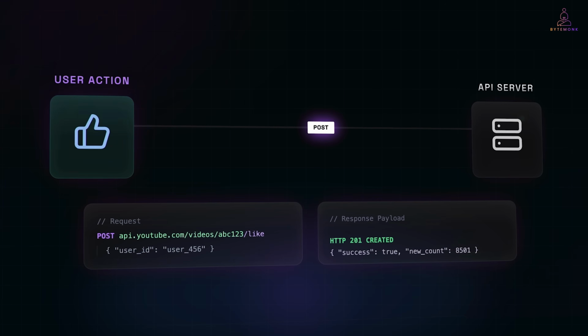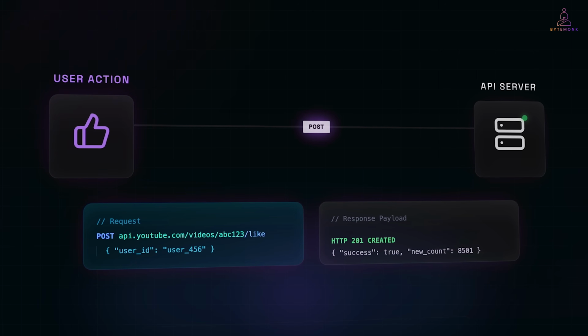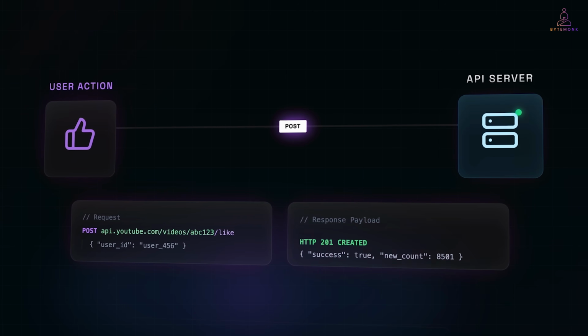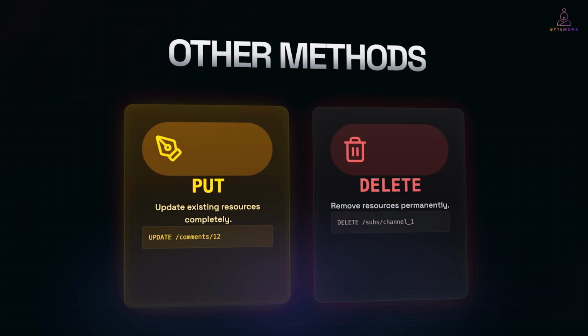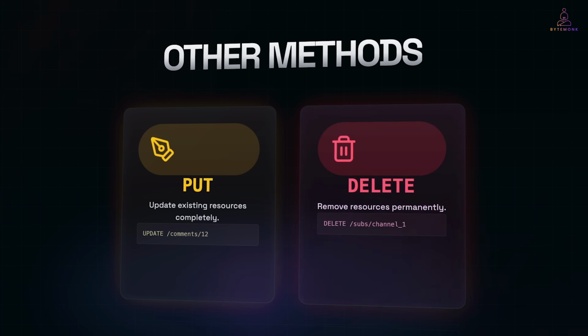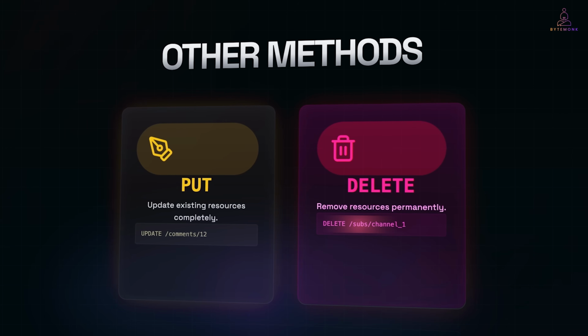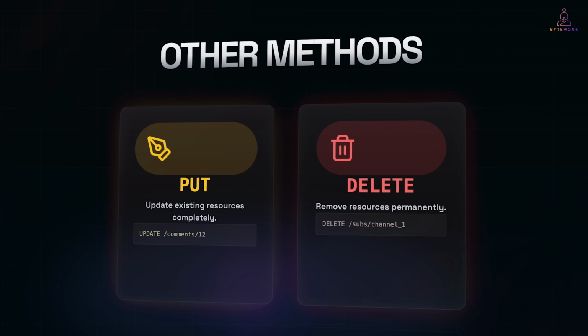Now when you hit that like button, your app sends a POST request. The server creates a new like record and updates the count. That's POST, creating something new. There is also PUT for updating data, like editing your comment, and DELETE for removing data, like unsubscribing from my channel. Please don't do that.